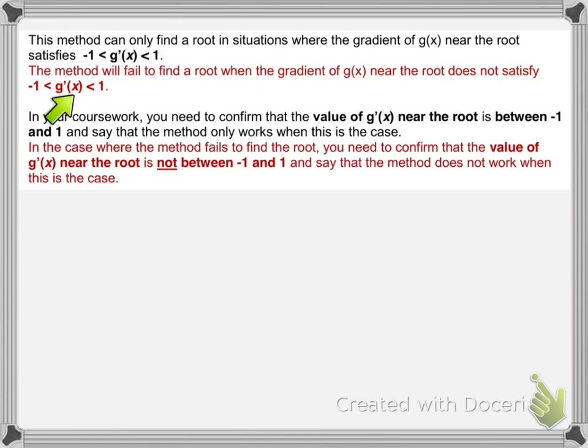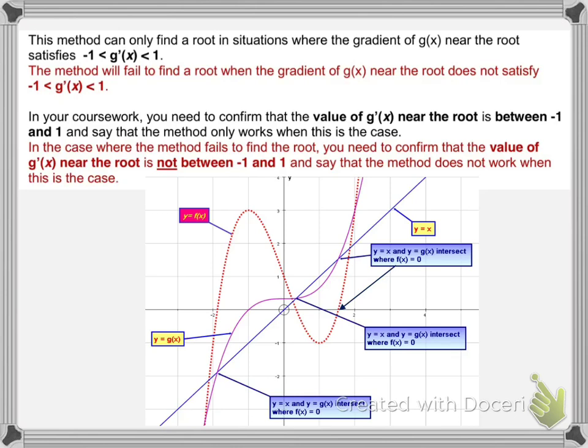So if the gradient of g(x) is not between -1 and 1, so it does not satisfy this, then it will fail to find the root. I need to mention this within the coursework. Let's have a look at that diagram from before. Sorry, again, it's the cluttered one, but let's just have a look at this.